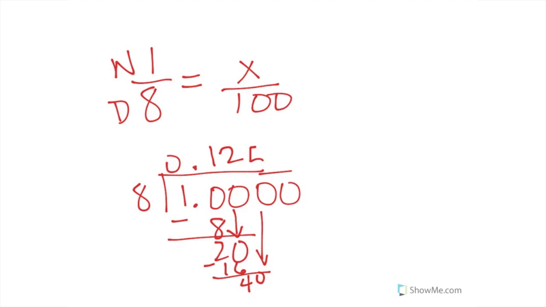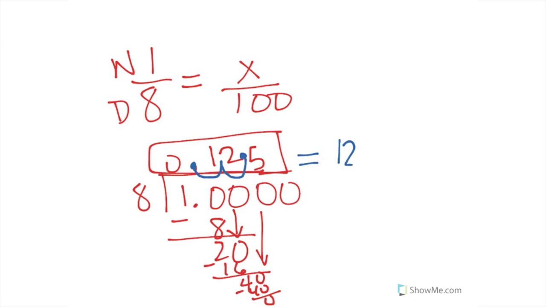And 8 can go into 40, 5 times. Alright, so my answer is 0 and 125 thousandths. Okay, so what I'm going to do is use my easy trick. I'm going to move the decimal until I get to the hundredths place. Tenths, hundredths. Put the decimal there. My answer becomes 12.5%, or 12 and 5/10%.